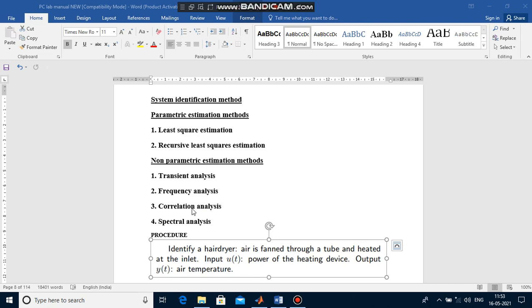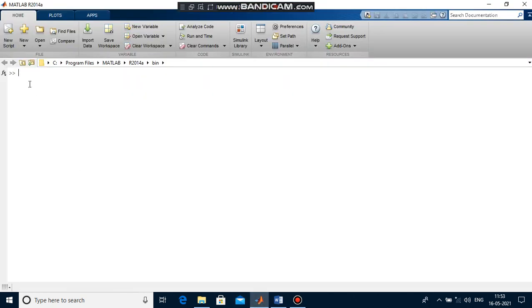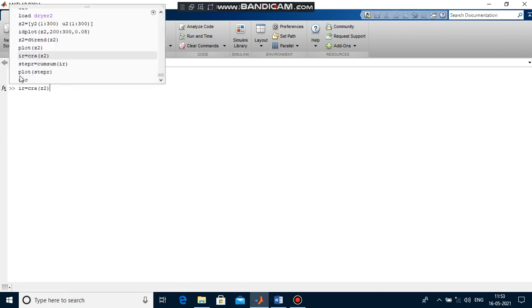By using the correlation analysis, we have to find out the process, that is a hair dryer. In the hair dryer, the input is air and the output is air temperature. Well, let's see how to write the code for our given process in the MATLAB command window. So I have to go to this window and write here: load dryer2, enter. Then I have to give the input and output data values.